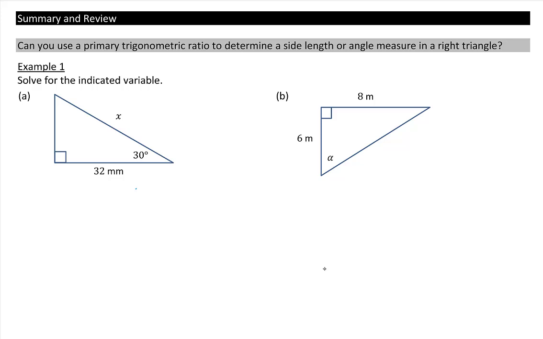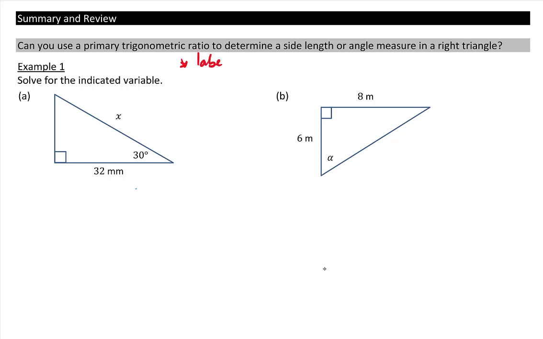So finally, we're going to take a look at a summary and review of trigonometry. First thing, can you use a primary trig ratio to determine a side length or an angle measure in a right triangle? So recall our 3 steps when solving problems.